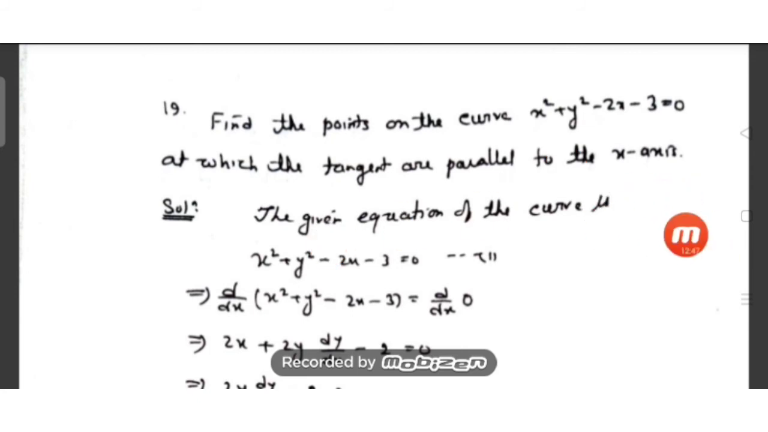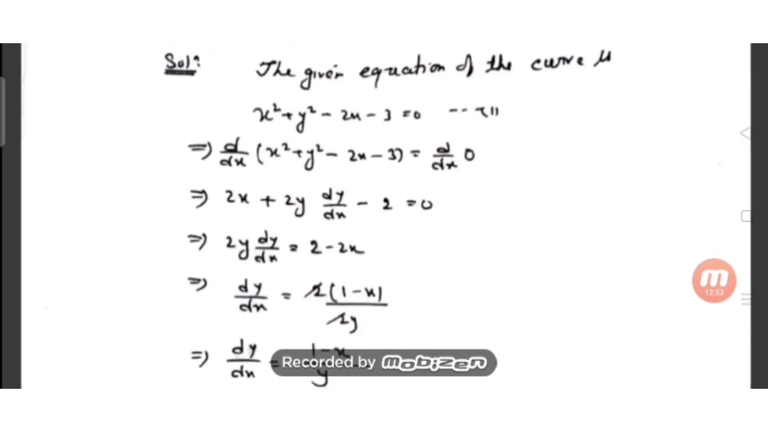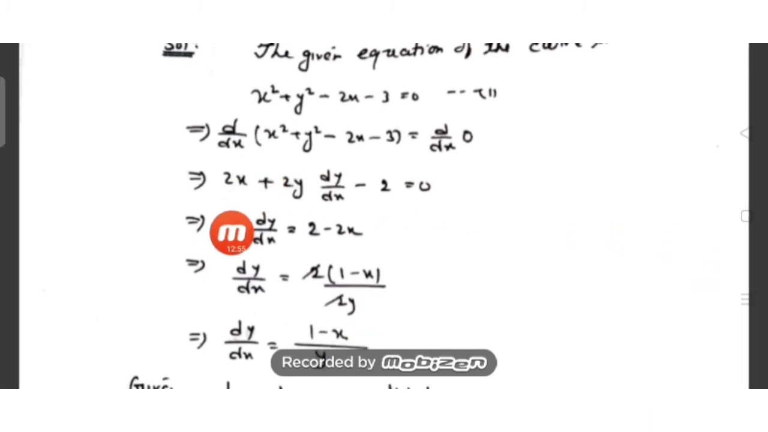So I have considered the curve x² + y² − 2x − 3 = 0 and take derivative on both sides. Doing calculation, d/dx of x² is 2x, d/dx of y², thinking y as a function of x, we'll do the derivative, that is 2y dy/dx, minus 2, constant, d/dx of x is 1, and d/dx of 3 is 0, and d/dx of 0 is obviously 0.